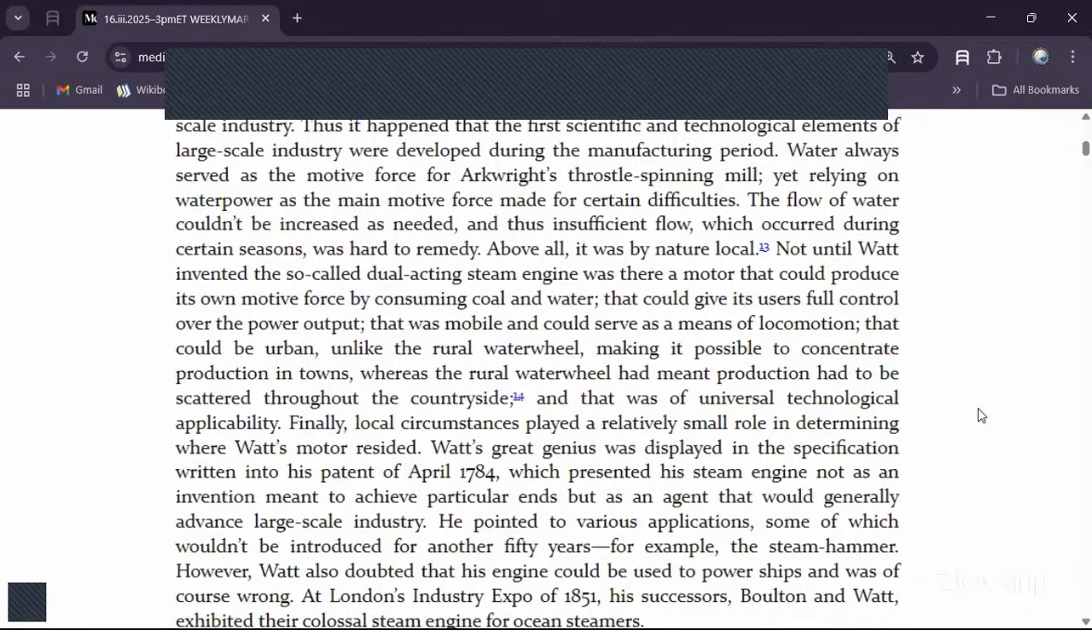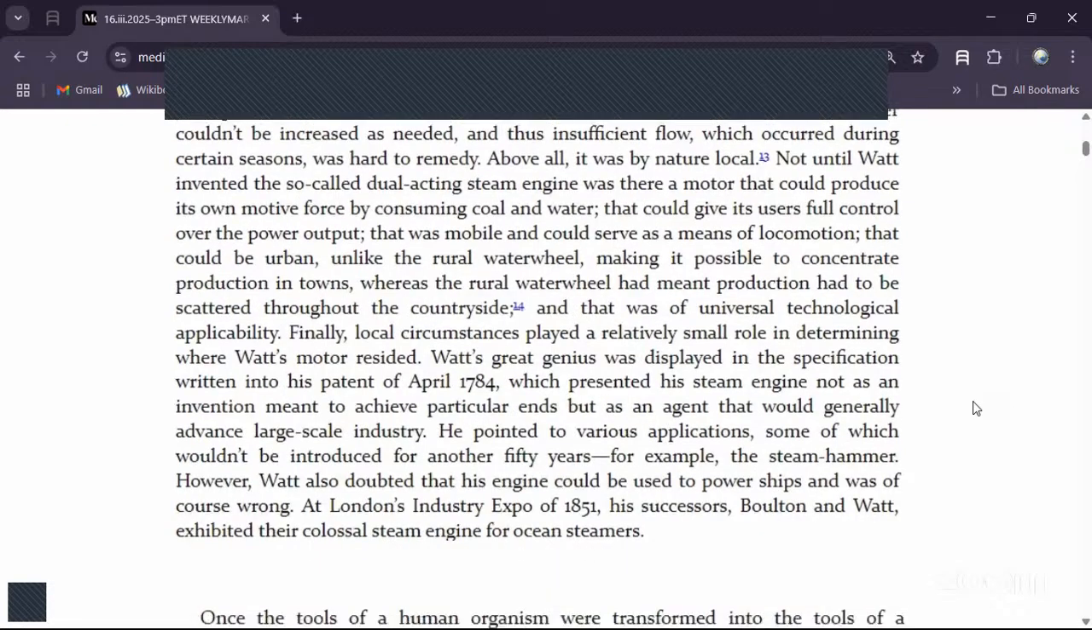Watt's great genius was displayed in the specification written into his patent of April 1784, which presented his steam engine not as an invention meant to achieve particular ends, but as an agent that would generally advance large-scale industry. He pointed to various applications, some of which wouldn't be introduced for another 50 years, for example, the steam hammer. However, Watt also doubted that his engine could be used to power ships and was, of course, wrong.